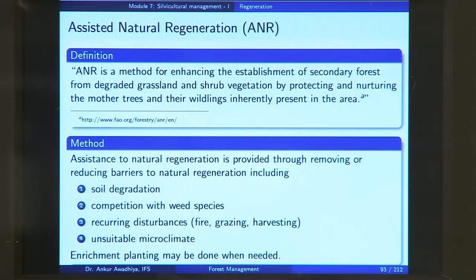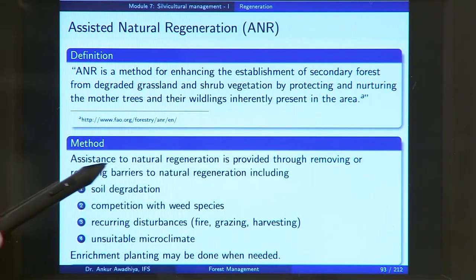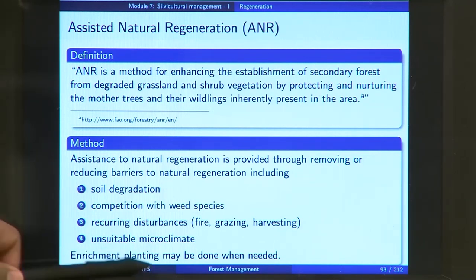So, how do you do that? The method is that you give assistance to natural regeneration through removing or reducing the barriers to natural regeneration. So, we are trying to reduce the barriers, and these barriers include soil degradation, competition with weed species, recurring disturbances, unsuitable microclimate, and so on. And enrichment planting may also be done as and when required.